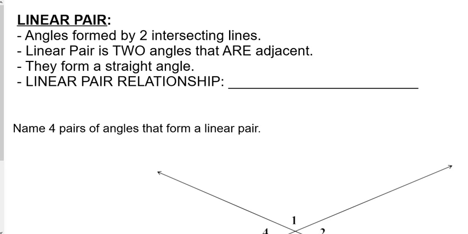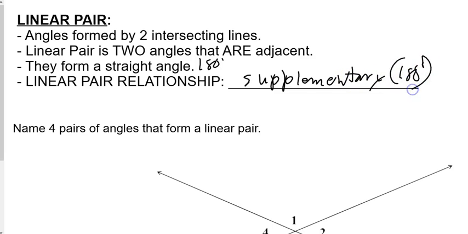Now, a linear pair, also formed by two intersecting lines. Linear pair is two angles that are adjacent, side by side, right? They form a straight angle, which is 180 degrees. So the relationship is they are supplementary. In other words, they add up to 180 degrees.